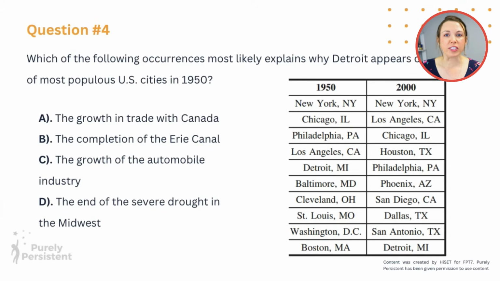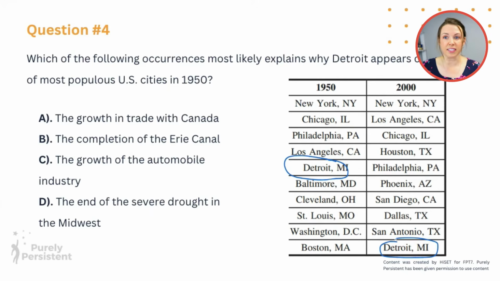Question 4. Which of the following occurrences most likely explains why Detroit appears on the list of most populous cities in 1950? So if we look right here, you can see it's well up on the list, right? And even in 2000, it still made the list. So think about Detroit. What do you know about Detroit? So Detroit is in Michigan, and it's a huge automobile industry. They have many factories there.